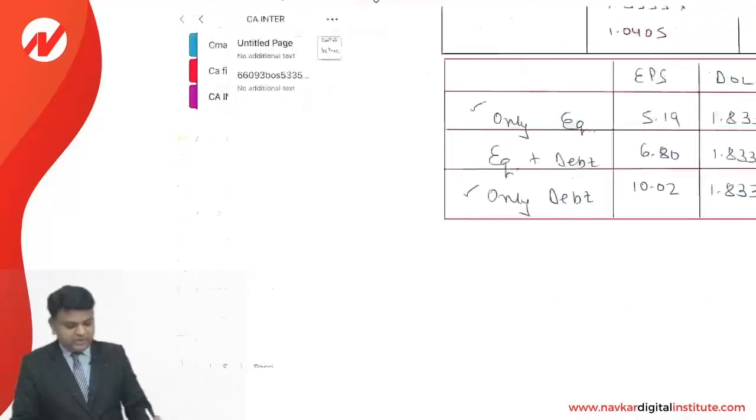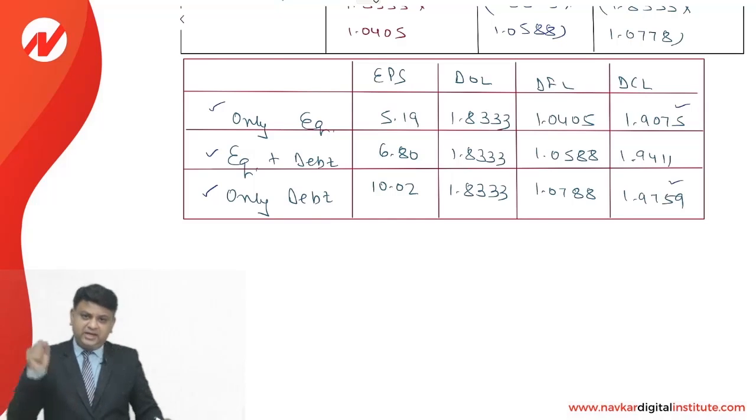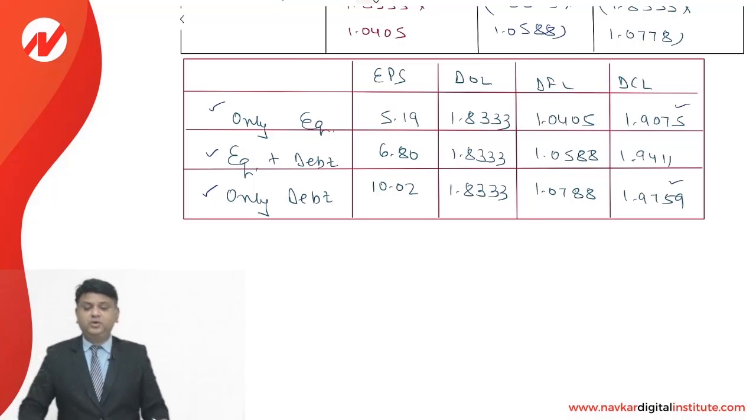As far as the only equity financing is concerned, it has less risk and the low return. As far as the only debt financing is concerned, it has highest risk and highest return. As far as the equity plus debt combination is concerned, you can see that all the values are falling in between both of them. So if the company has more risk bearing capacity, it should go for only debt. Less risk bearing capacity, it should go for only equity. If it has moderate risk bearing capacity, it should go for the combination of equity and debt.